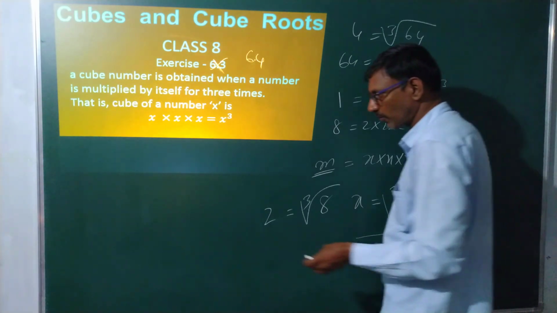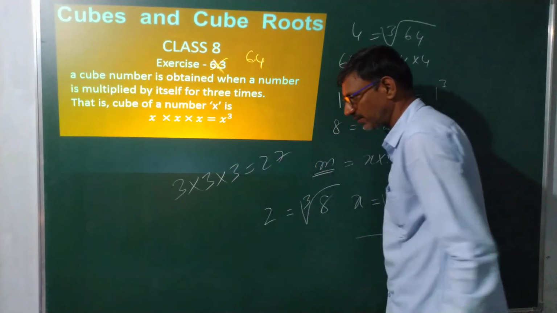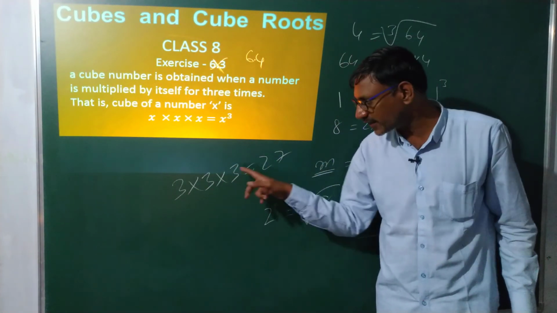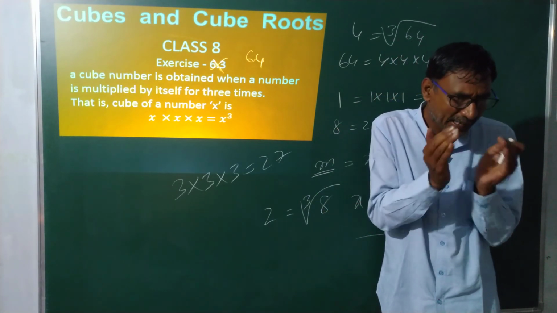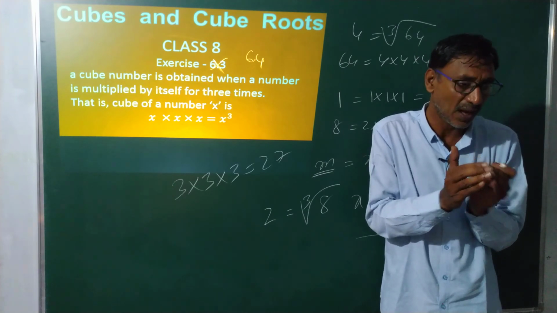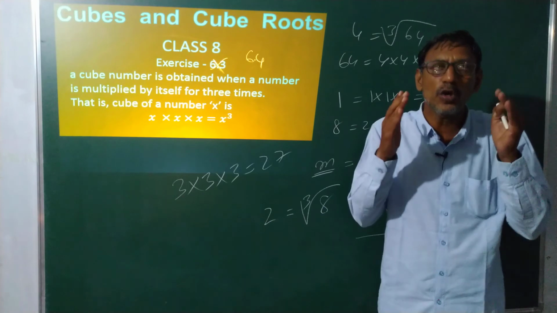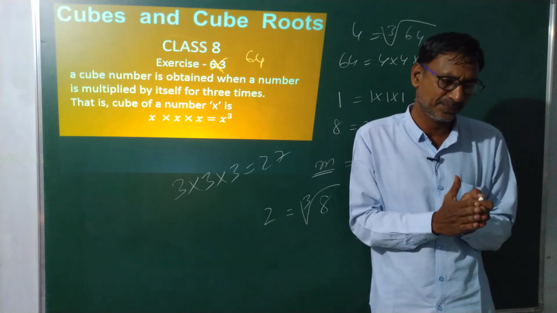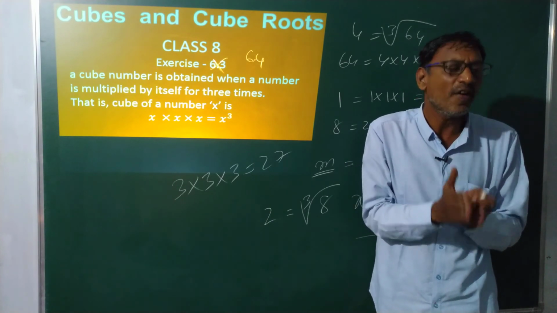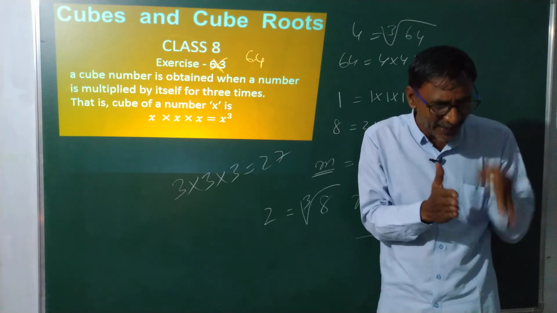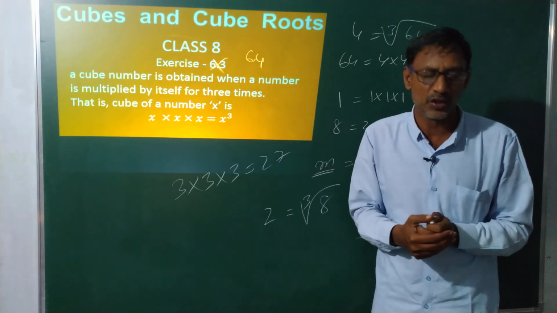Similarly, we can see one more example. 3 into 3 into 3 is equal to 27. 3 threes are 9, 9 threes are 27. 27 is a cubic number. It contains 3 equal factors in the product. Am I clear or not? So a cubic number is obtained when a number is multiplied by itself 3 times, and is called a cubic number.